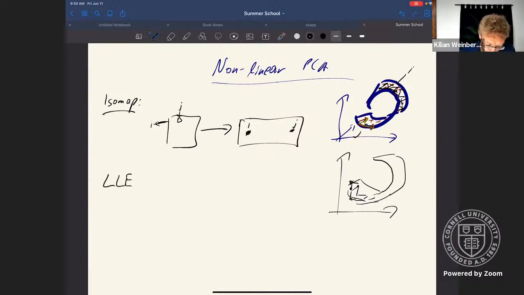Works really well. Has some problems. If you, for example, have a hole here, then the path goes around it, and you distort the whole thing. So that was one limitation of this.